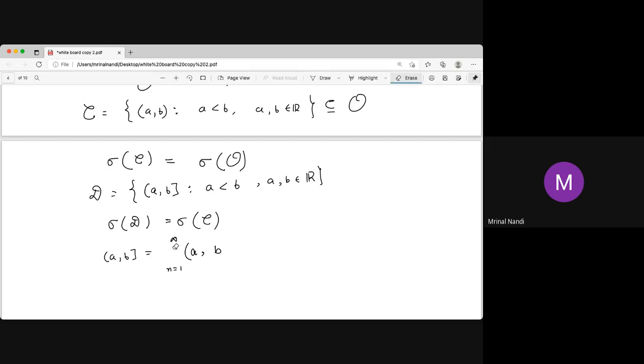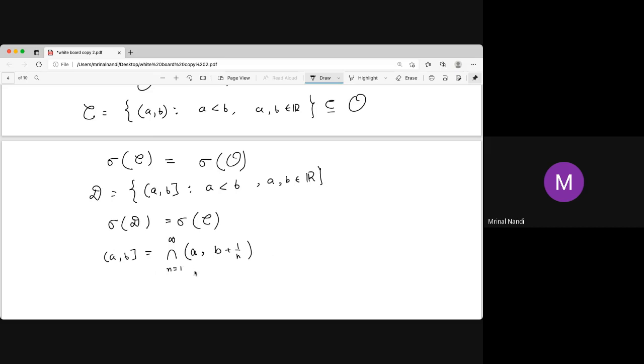Okay, we can take intersection basically, because intersection is also there. In the sigma algebra, intersection is also there. So we can take intersection. So these two sets are equal. That is trivial to check. This intersection is actually the half open, half closed interval.